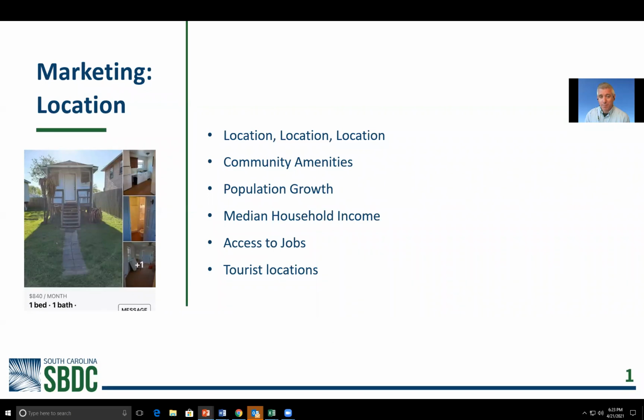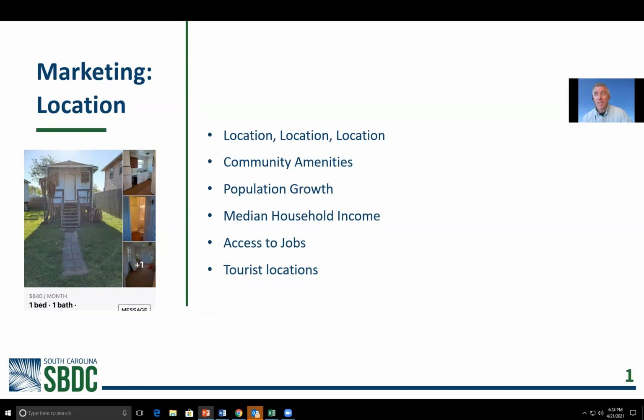So, marketing location. I put the little picture down there because I saw it on Facebook, in this landlord and tenant group that I'm in, and I thought it was kind of funny because the meme said location, location, location. The little house is renting for $840 a month, but it's near the beach, like a block or two from the beach. So I'd say the $840 a month is probably worth it. It doesn't look it right offhand, but it's location, location, location.